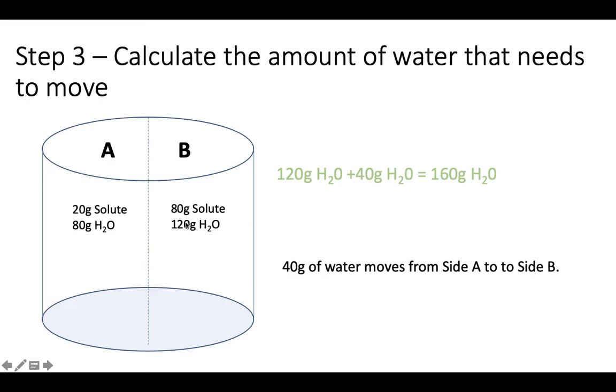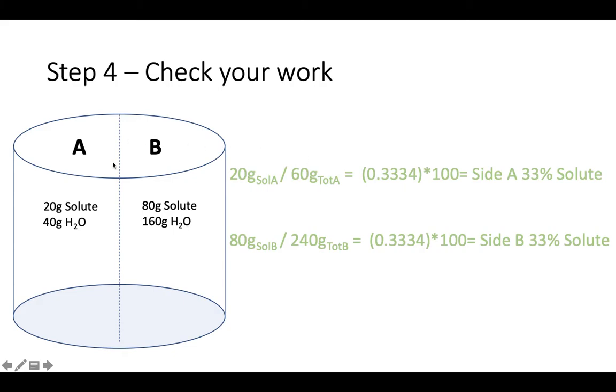We have a way of checking this. We can check our work if we want to. And when we check the work, we're actually calculating the concentration or the tonicity of each side. To do this, we're going to take the amount of solute on one side and divide it by the total amount of stuff, so the total amount of water and solute.